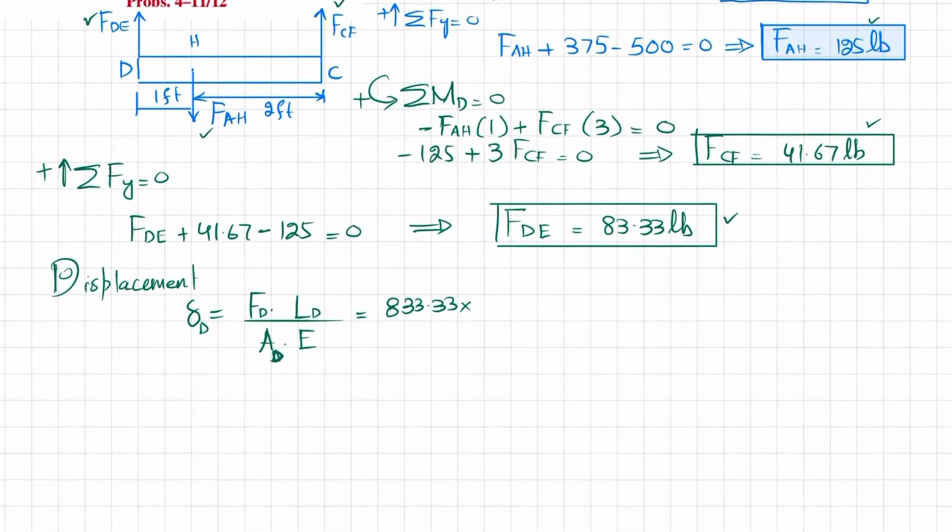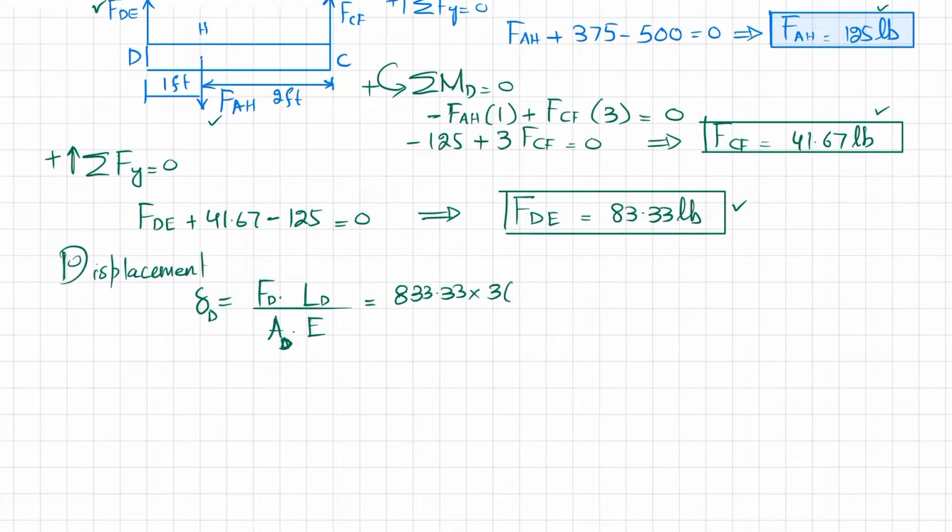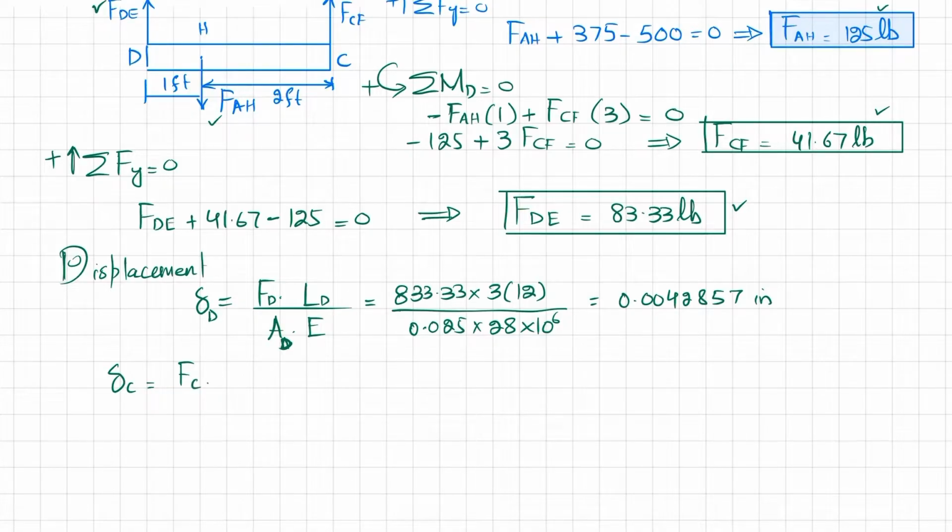I will convert it into inches. So 3 feet into 12 converts it into inches, divided by the area of each wire, which is given as 0.025, and E is 28 into 10 raised to power 6, given in the data. If you calculate it, it will be 0.0042857 inch.